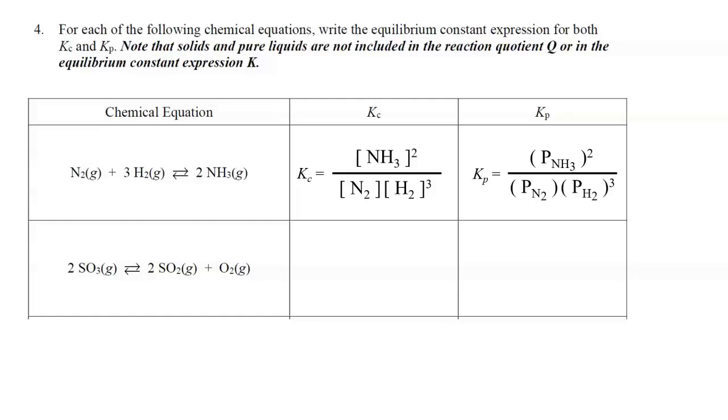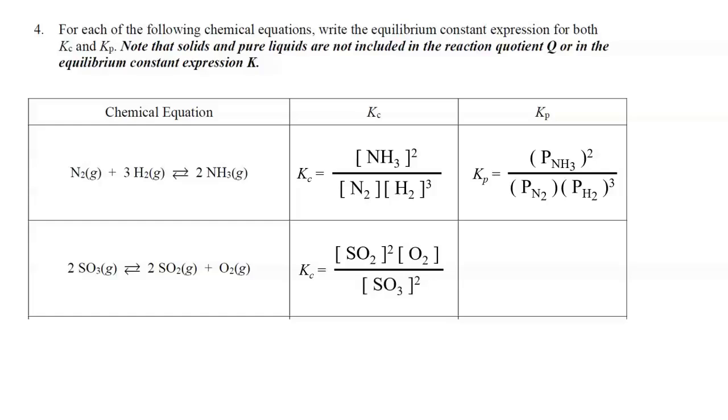In our next chemical equation, we have sulfur trioxide, SO3, as the reactant, and the products are sulfur dioxide, SO2, and molecular oxygen, O2. So for the Kc, we're going to use hard brackets to represent the concentration of each substance, it's products over reactants, and the concentration of each substance is raised to the power of its coefficient.